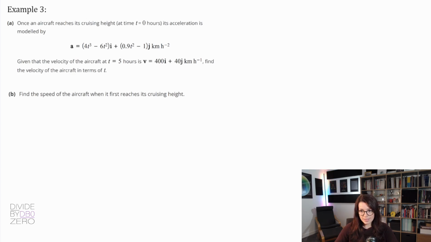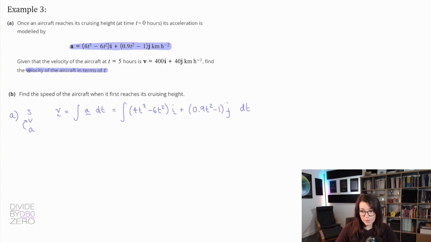So in this case, we're given an equation for acceleration, and we want to find the velocity of the aircraft in terms of t. So if we write SVAR, we want to go from acceleration to velocity. So that's going up the list, therefore integration. So if we do that, we say v equals the integral of a with respect to time. We sub in the a equation into the integral, and then we integrate, doing the i and j components separately.